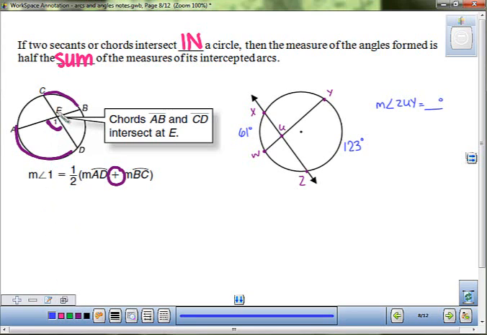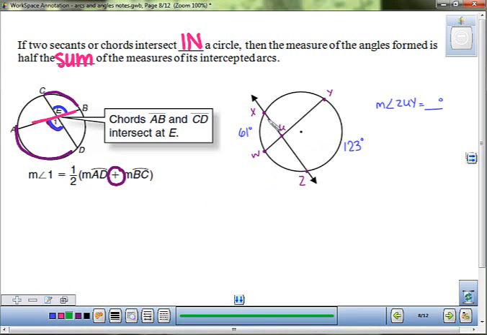Hopefully you remember vertical angles are congruent, so notice 1 and E here would be the same measure. And again, you could find these two, because if you have a straight line, these would be supplementary. So really you can find all four angles created using this rule.